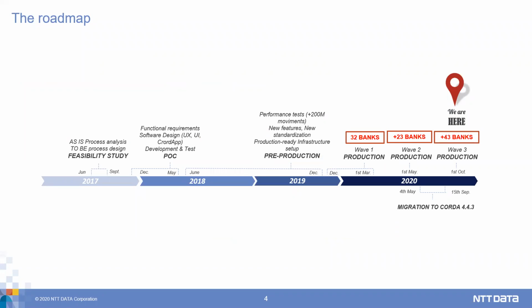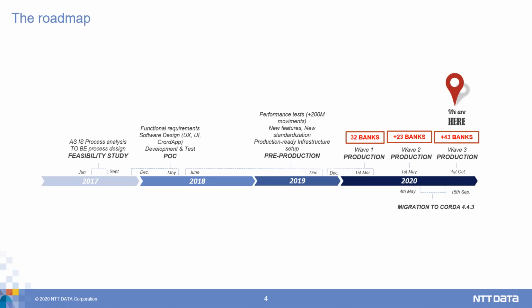Here I show you the roadmap of the project, just to give you an idea of the journey we had. We started in June 2017 doing a feasibility study of the process, and I will show you the process later. So, identifying if the process was able to be migrated on blockchain or not: the process design, the architecture, identifying the right platform. Because at entity data, we work with all the blockchain platforms: Corda, Hyperledger Fabric, Bitcoin, Ethereum. But we had to identify the best one for this project.